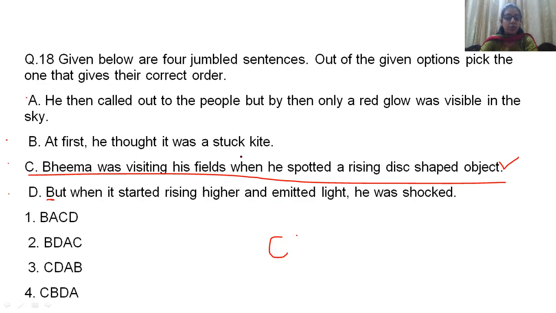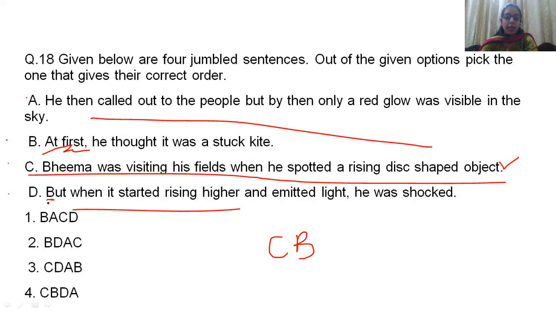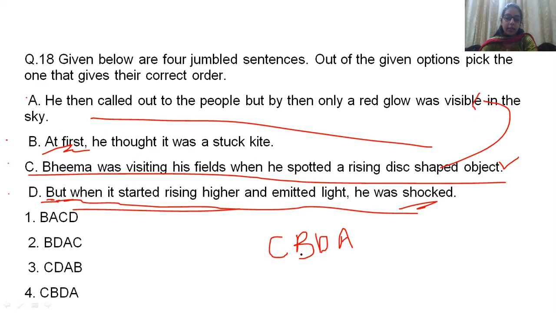"At first, he thought it was a stuck kite." Yes, this will come first because initially he saw it, and then what happened. So you will write CB. "He then called out to people, but when it started": now, "but" will come first. When he was shocked, then he called out to the people, right? So D and A. So the correct sequence is CB, DA.